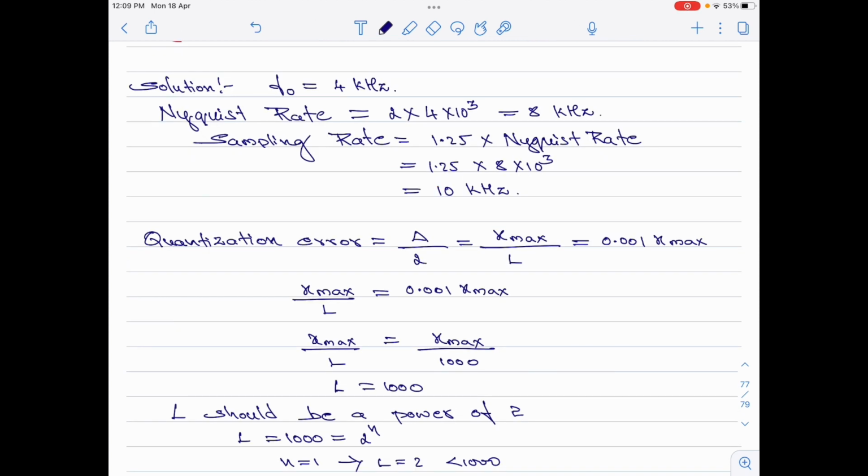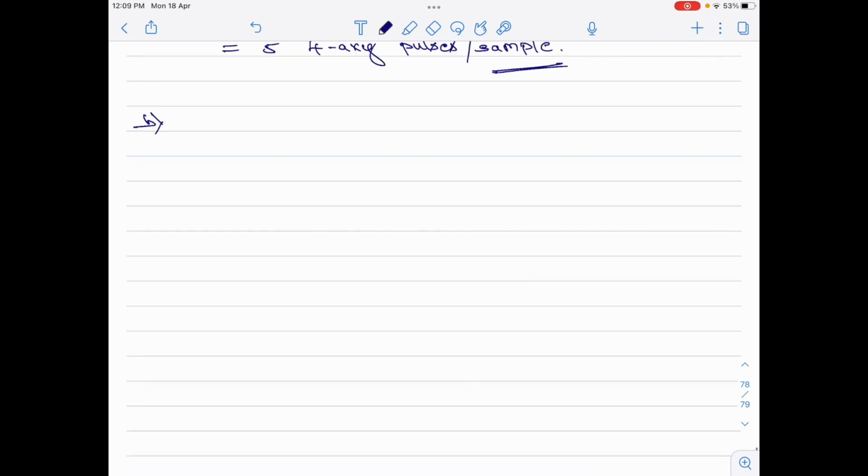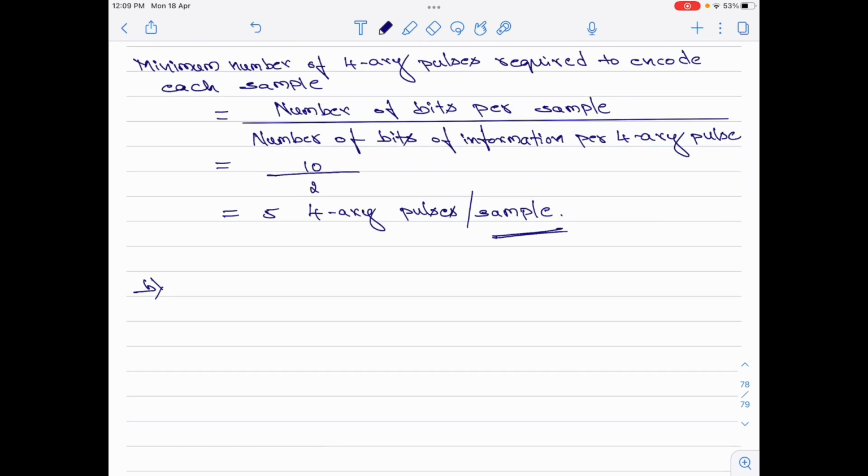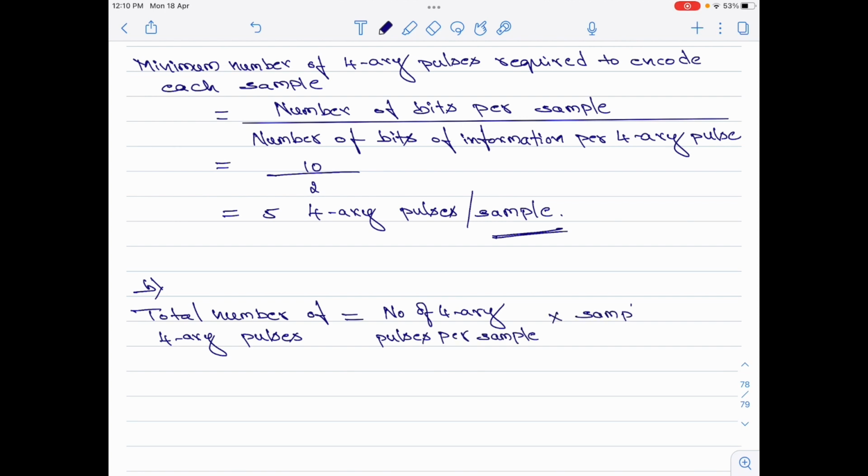We start by identifying the sampling rate of the analog signal as 10 kHz. Therefore, the total number of 4-array pulses would simply be the number of pulses per each sample multiplied by the sampling rate. Therefore, I can now write the total number of 4-array pulses is equal to 5 multiplied by 10,000. This is equal to 50,000 4-array pulses.